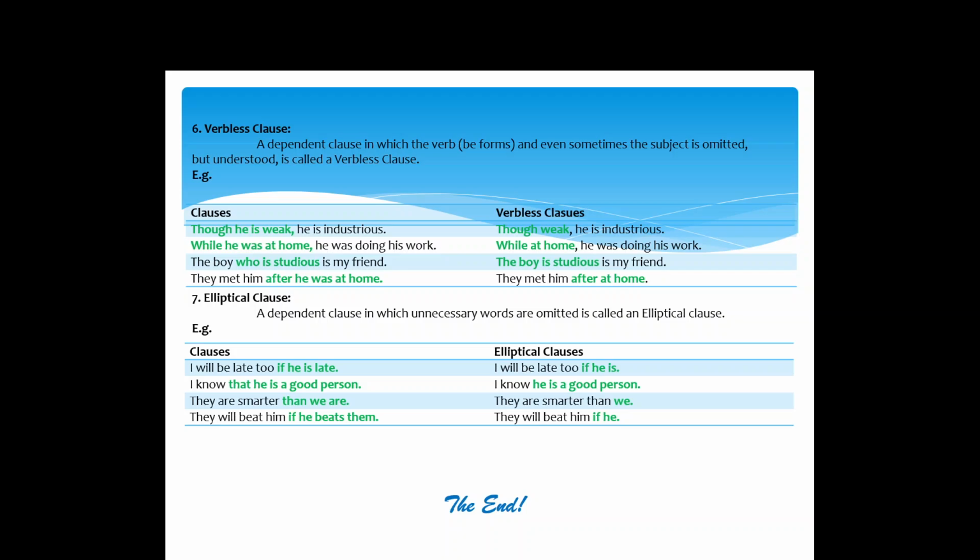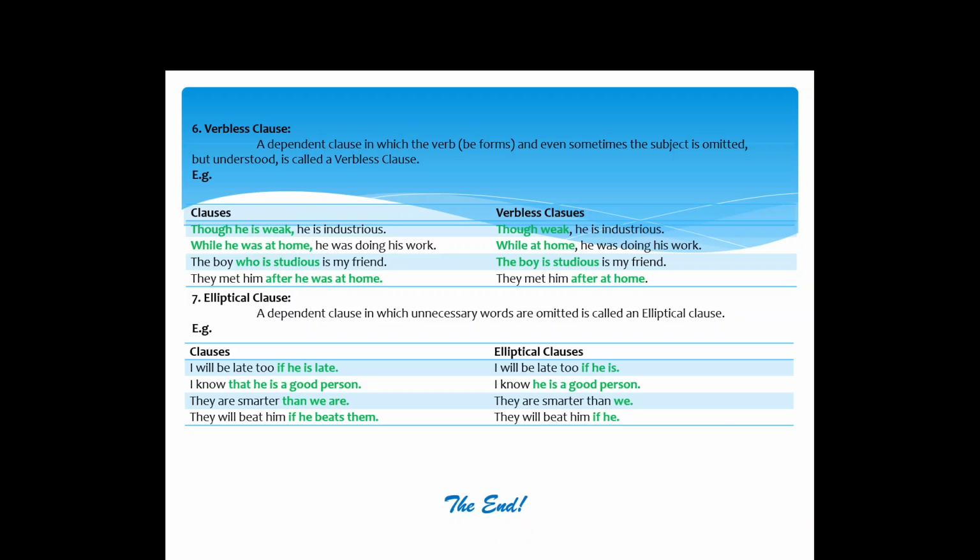सो फॉर एग्जांपल, इन्हीं क्लॉजेस से हमने वर्बलेस क्लॉजेस बनाए. कैसे? दो ही इज़ वीक, ही इज़ इंडस्ट्रियस. अब देखें, ही को भी हमने रिमूव किया और इज़ को भी. दो वीक ही इज़ इंडस्ट्रियस, हमने बी फॉर्म को भी रिमूव किया और बाज़ औक़ात हम सब्जेक्ट को भी रिमूव करते हैं. सो दैट इज़ कॉल्ड a verbless clause. So though weak, he is industrious.